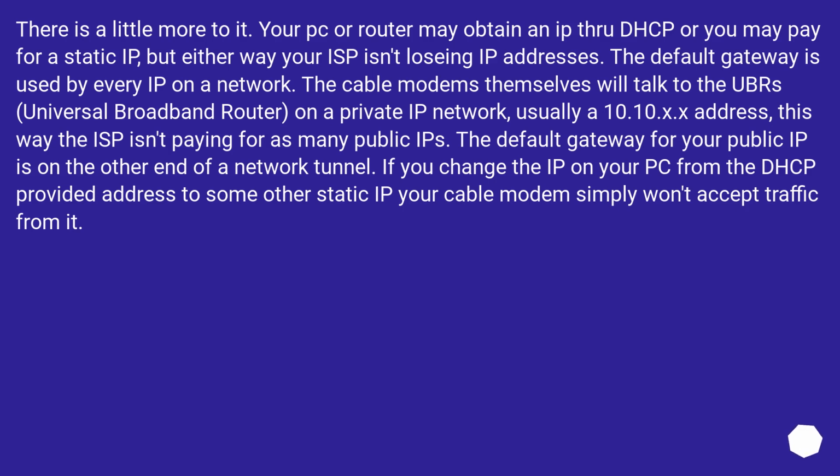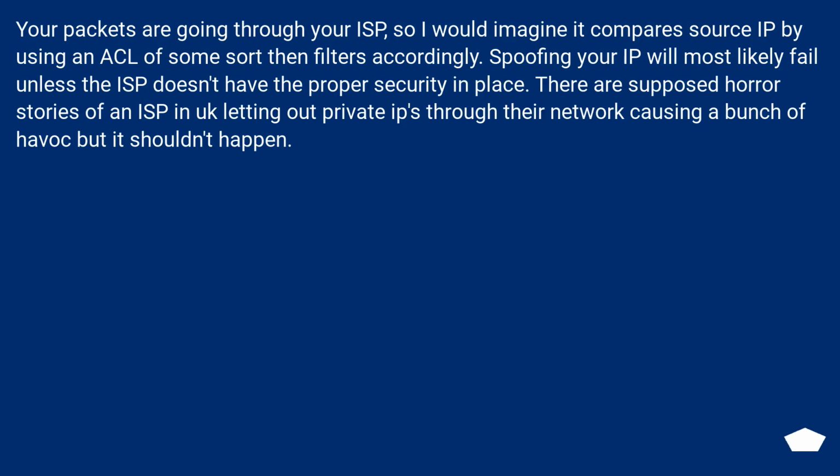If you change the IP on your PC from the DHCP provided address to some other static IP, your cable modem simply won't accept traffic from it. Your packets are going through your ISP, so I would imagine it compares source IP by using an ACL of some sort, then filters accordingly. Spoofing your IP will most likely fail unless the ISP doesn't have the proper security in place. There are supposed horror stories of an ISP in the UK letting out private IPs through their network causing a bunch of havoc, but it shouldn't happen.